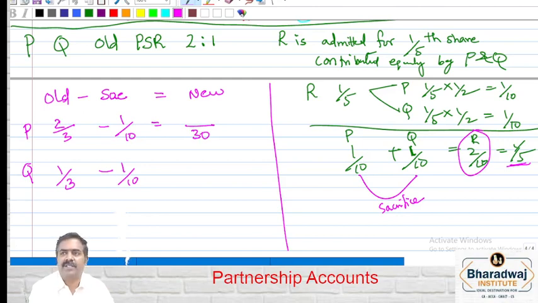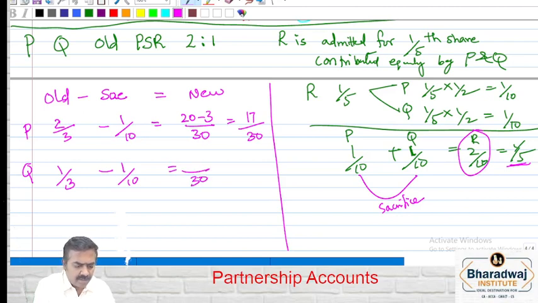I am very weak in maths. Work it out and tell me. 10 into 2, 20. Minus 3 into 1, 3. How much will it be? 17 by 30. This one. 30 LCM. So 10 into 1, 10. 3 into 1, 3. 7 by 30.